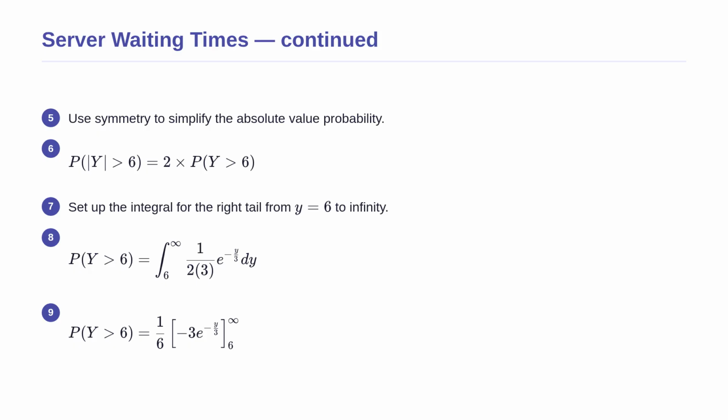To solve this efficiently, we use the perfect symmetry of the Laplace distribution. The total probability of the difference being greater than 6 in either direction is twice the probability of it being strictly greater than positive 6. We set up the integral for the right tail starting from 6 and going to infinity using our scale parameter of 3. We find the antiderivative just as before. As our variable approaches infinity, the exponential term decays to 0, which is a standard property of improper integrals involving exponential decay.